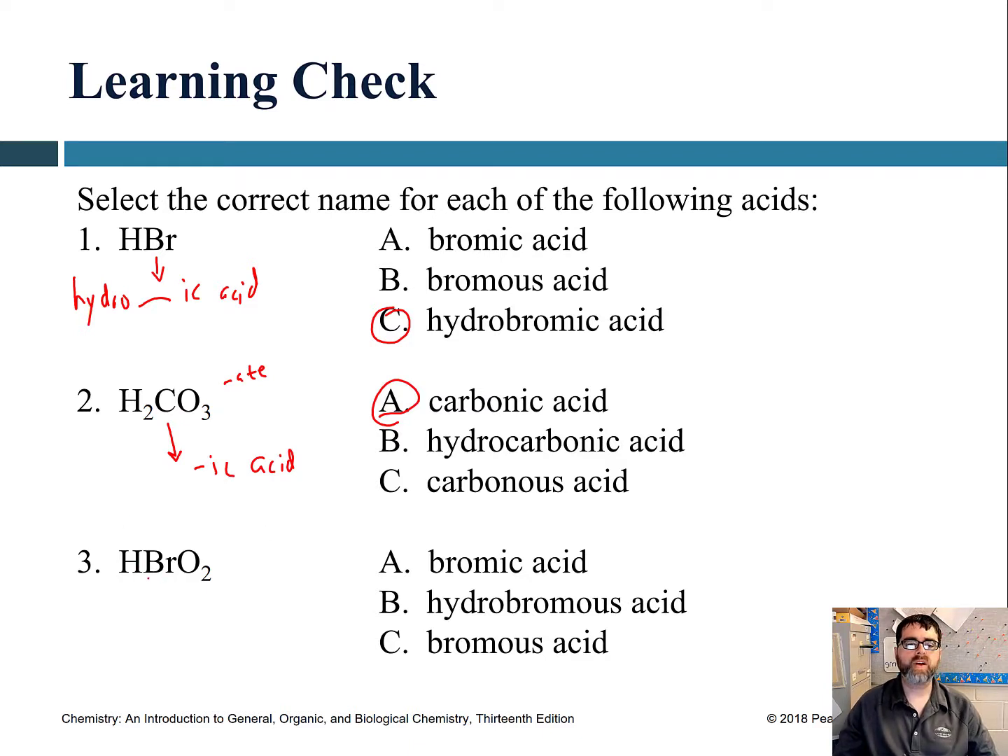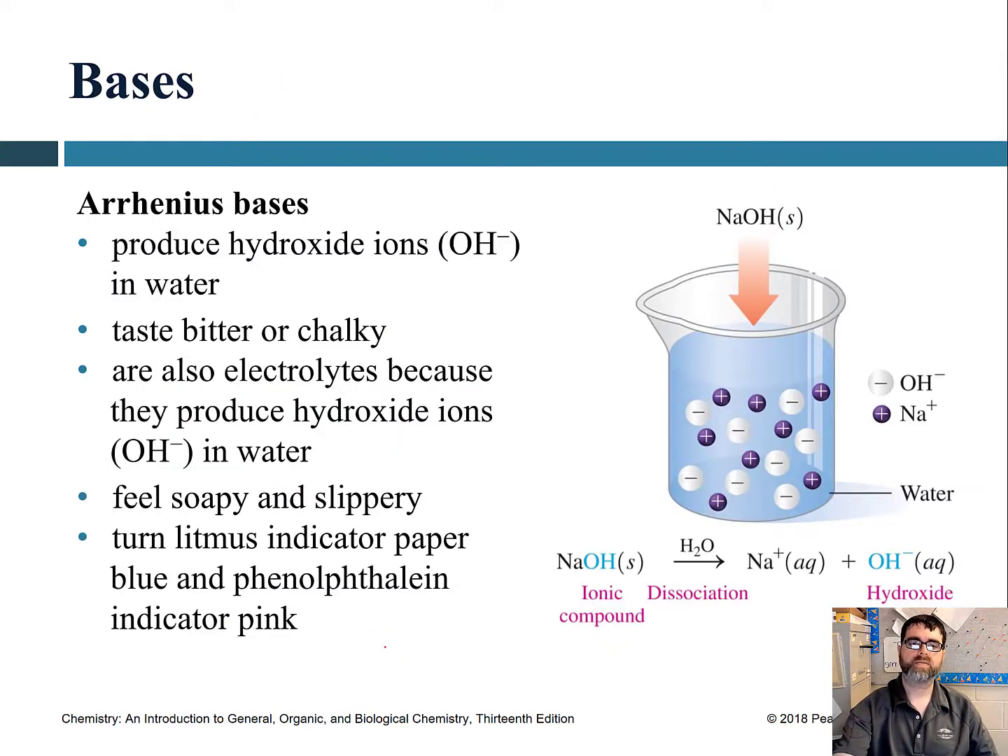Here on this one, we've got bromine at our core again, but this time it's made up of 3 pieces, so that tells us there's a polyatomic ion here. If you go look this up, this is the bromite ion, and because of that, this is going to be the ous acid, and so we're looking for bromous acid, so there we have it.